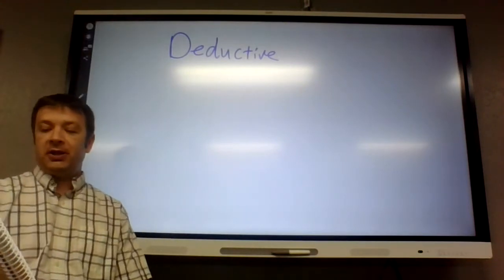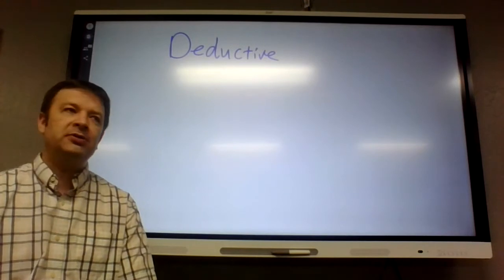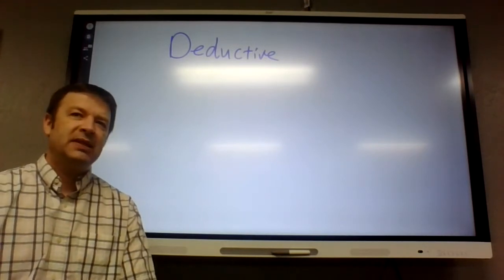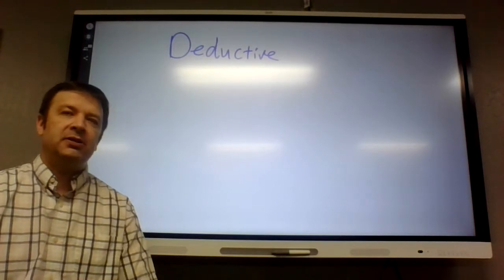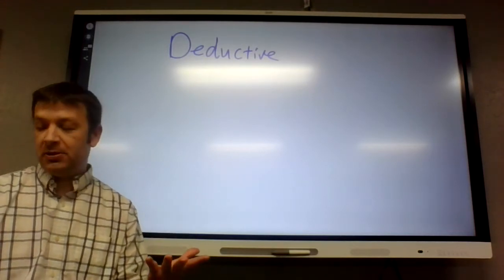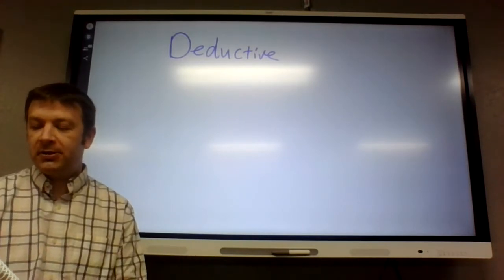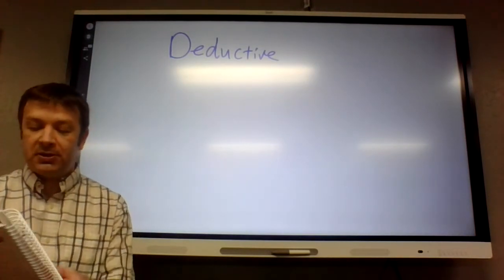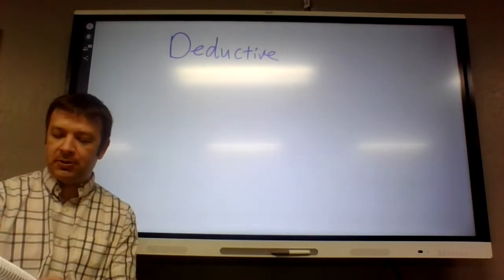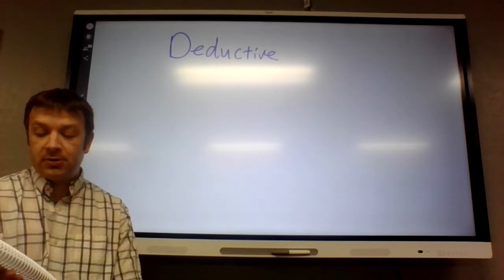All squares are rectangles, all rectangles are polygons. Therefore, all squares are polygons. Is that inductive or deductive? Deductive. We're starting with the assumption that all squares are rectangles and all rectangles are polygons, so therefore squares have to be polygons. That's deductive reasoning. It has to be true, assuming that the first things I said were true.